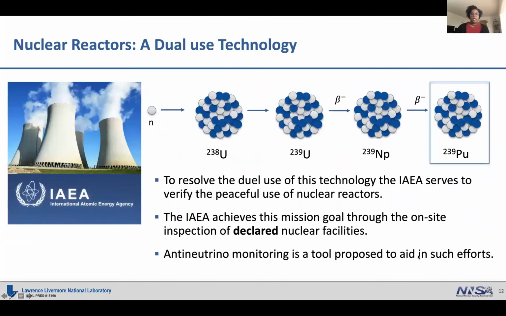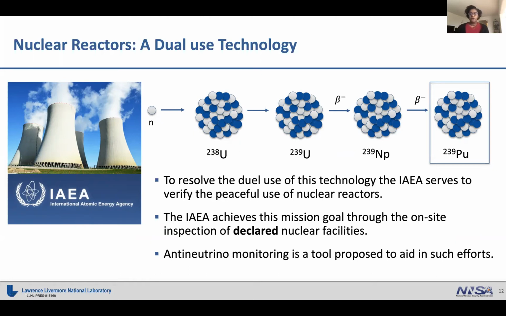Okay. And so antineutrino detection has been around for a while, since the 40s. But it wasn't until recently, about 20 years ago, that antineutrinos were actually proposed to possibly help with monitoring nuclear reactors. And so again, in a nuclear reactor, we know that if you have a neutron incident on uranium-238, it'll turn into uranium-239, which will beta decay twice to plutonium-239.